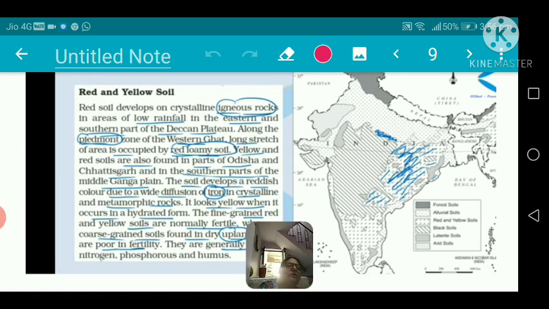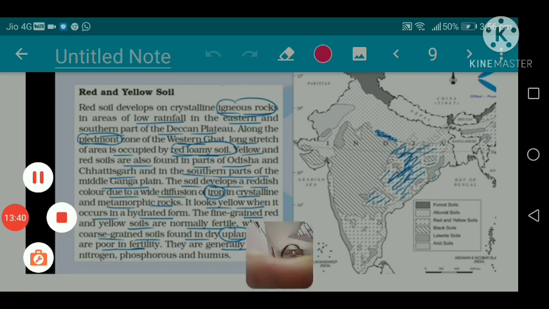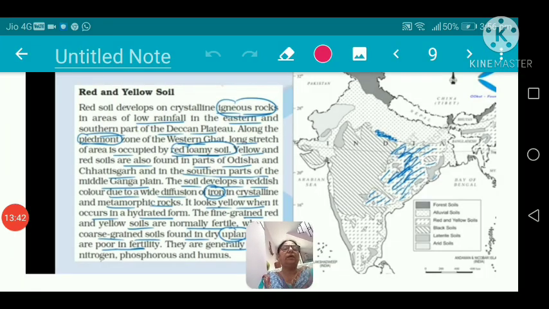So in this way, now our next soil is red and yellow soil. Red and yellow soil is formed from the igneous rocks, in areas having low rainfall, in the eastern and southern part of the Deccan Plateau, and it is red loamy soil, and its characteristics are very interesting.